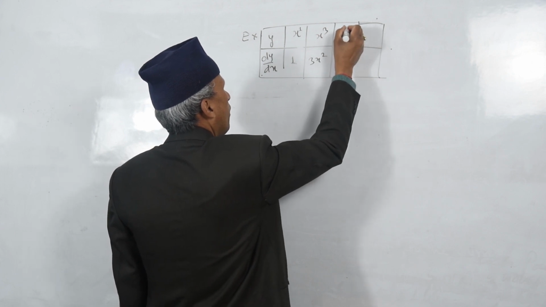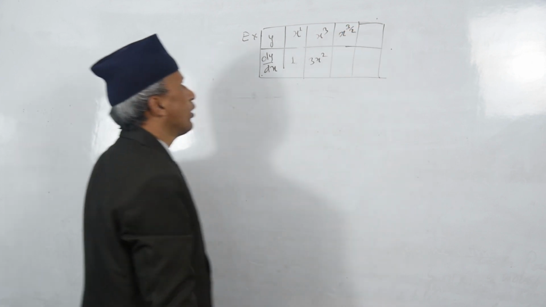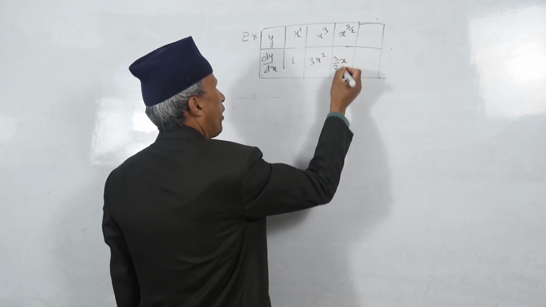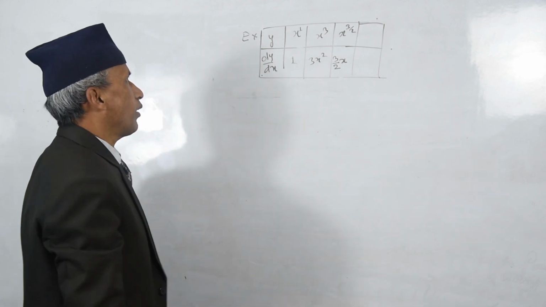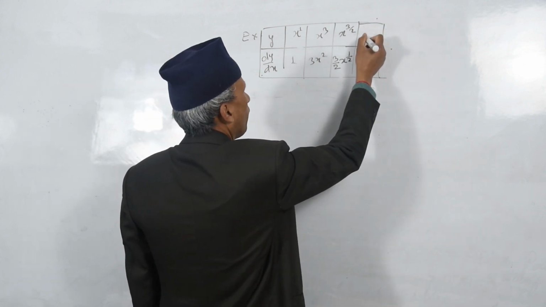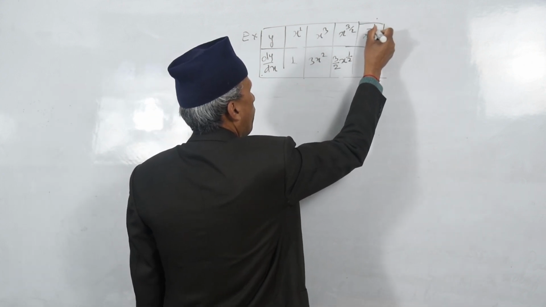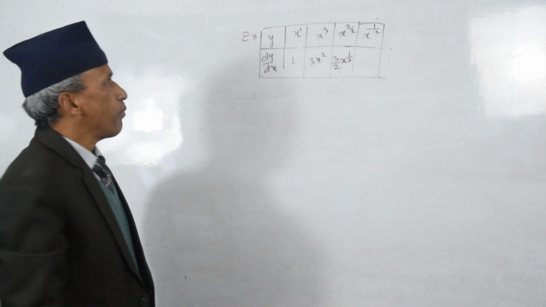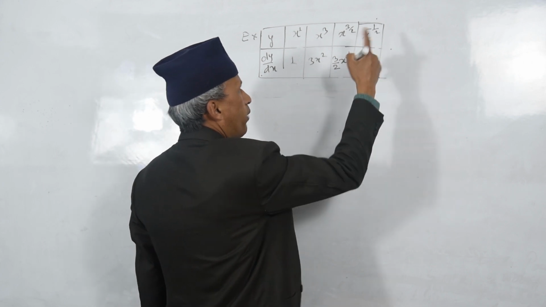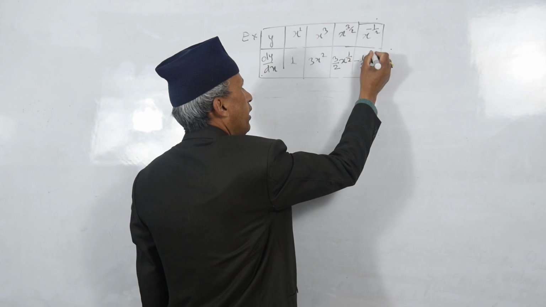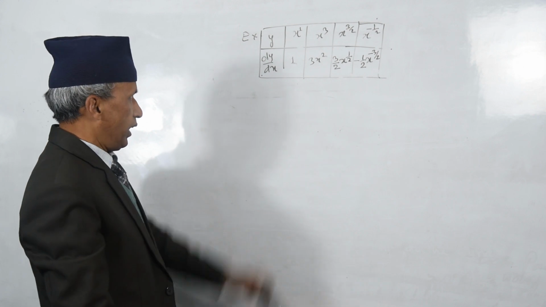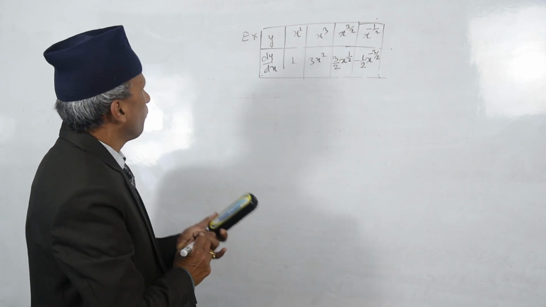For x to the power 3 by 2, what is the value? 3 by 2 x to the power n minus 1, that is 3 by 2 minus 1, which is 1 by 2. And so on. If there is x to the power minus 1 by 2, you again subtract 1. In that case, it will be minus 1 by 2 x to the power minus 1 by 2 minus 1, that is minus 3 by 2. So we can see the cases for the power rule.